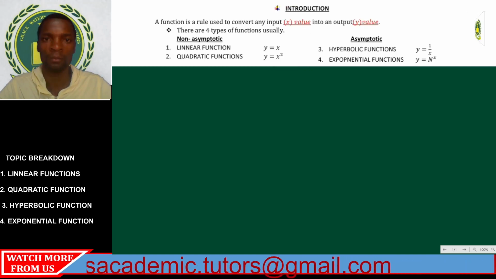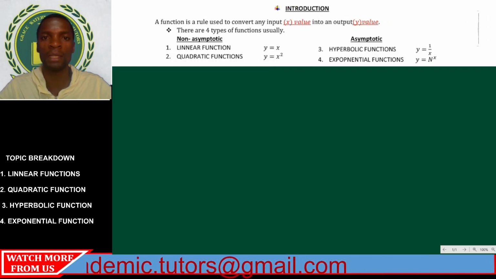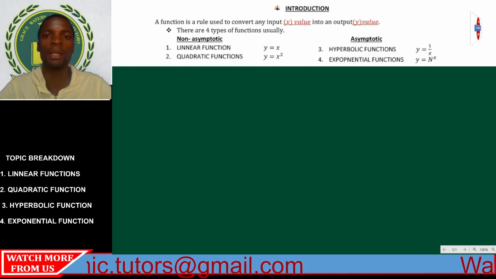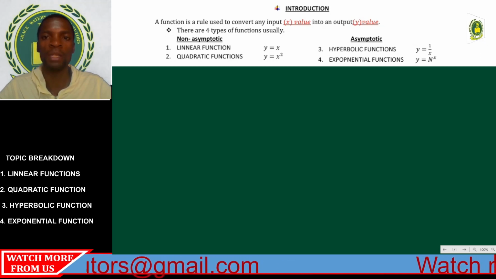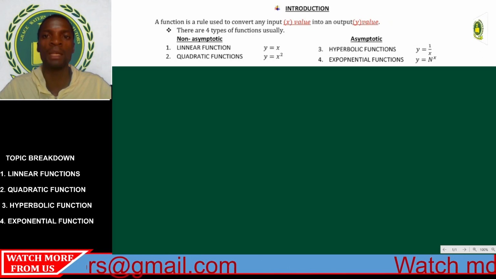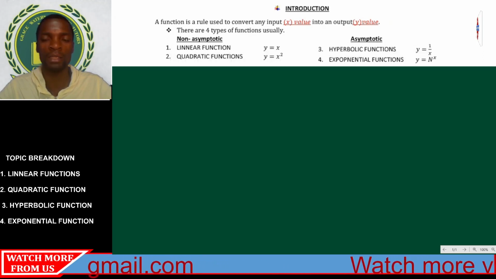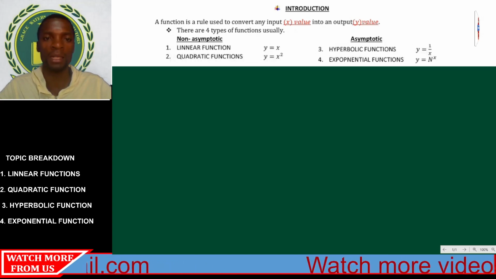Let's get into it. Okay, so as it is on the notes, you would find out that linear functions are functions of the nature y equals x, and quadratic functions are functions of the nature y equals x squared. Hyperbolic is y equals 1 over x, and exponential functions have the nature y equals a certain number to the power x. Let us consider that in examples.